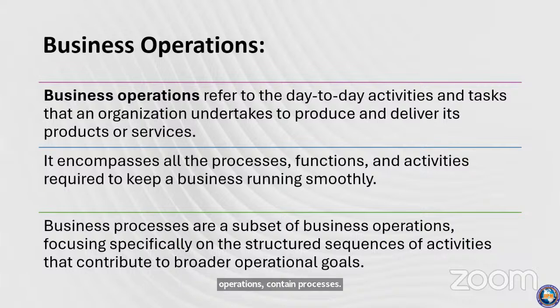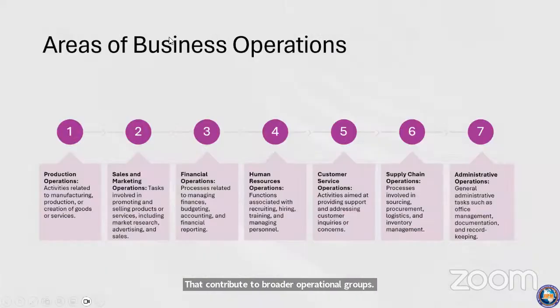Now, business processes are a subset of business operations, focusing specifically on the structured sequence of activities that contribute to broader operational goals. Now, areas of business operations. We have the area of production operations for those that do manufacturing activities. They talk about production more. But in recent times, we also talk about services. So whether you are manufacturing, producing, or creating services, all are considered operations.